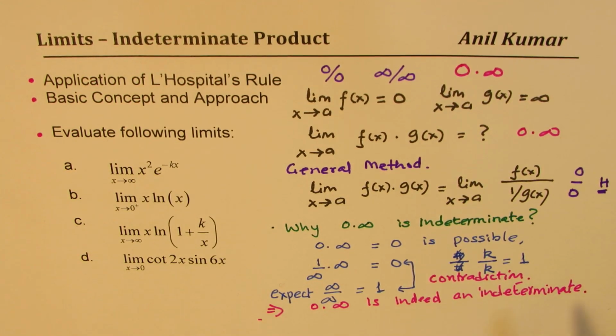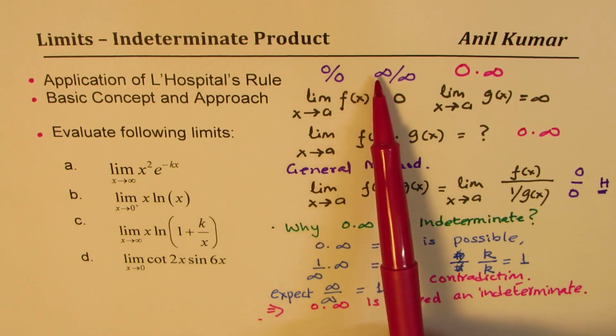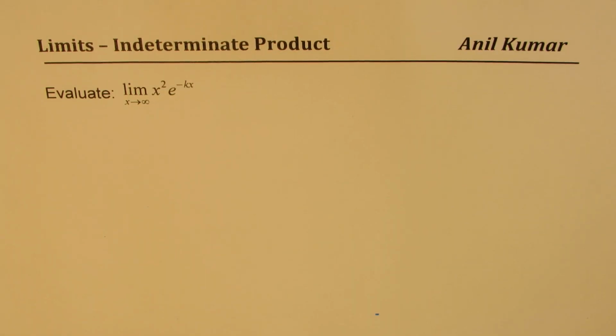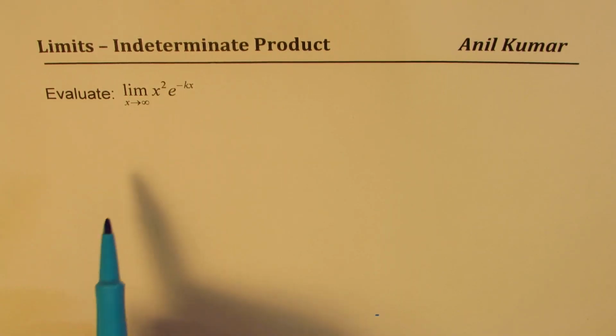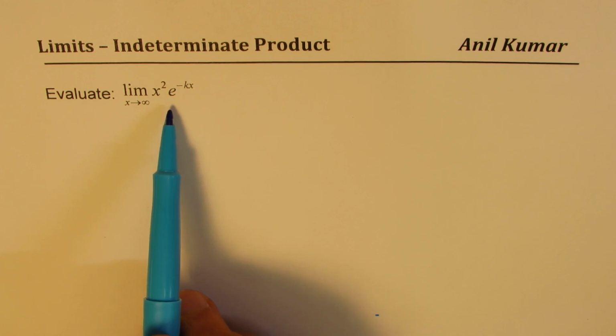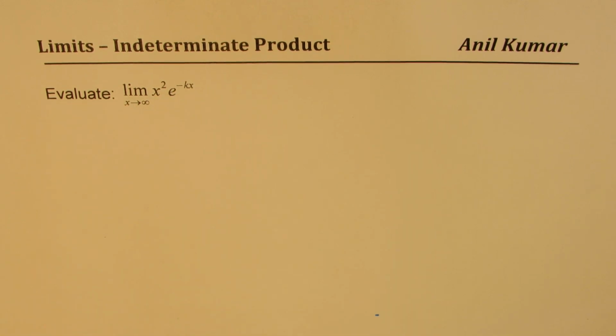So just as we proved why 0 by 0 or infinitely large over infinitely large quantities are indeterminate, similarly we have this situation. So let's move on with the examples now and see how to find these limits. So here is our first example. We'll evaluate the limit as x approaches infinity for x squared e to the power of minus kx.